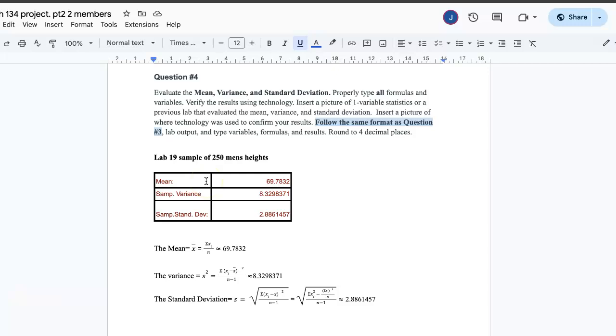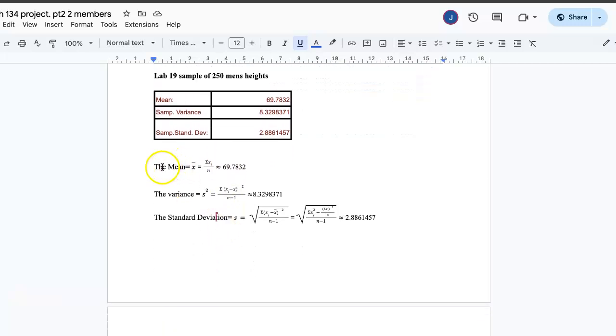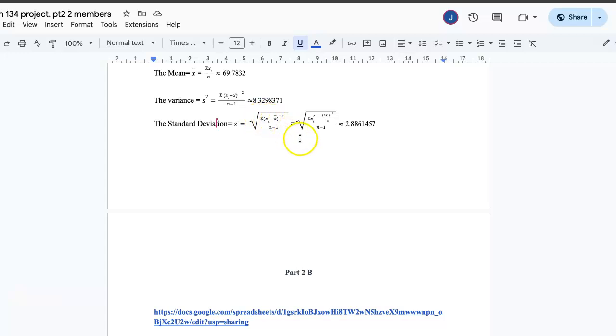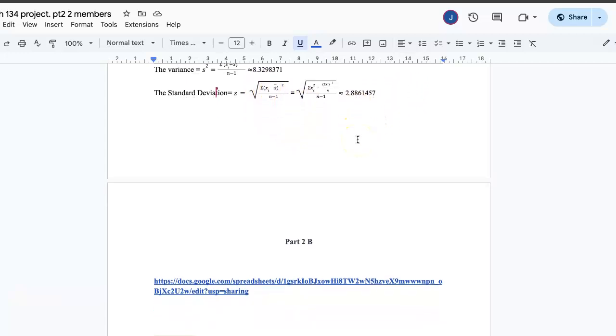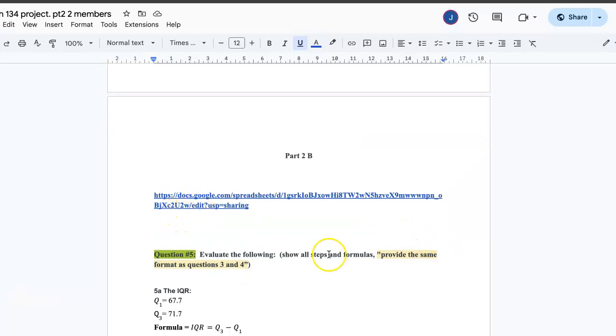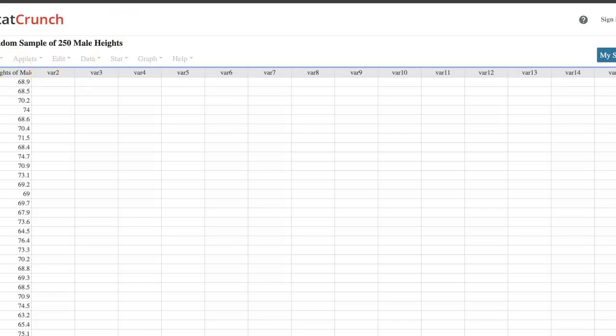So here we have the mean, 69.7832 inches, the sample variance, 8.3298371, and the sample standard deviation, which is 2.8661457. Now, moving further along, we can see right here the mean with the formula corresponding to it, with the result, which matches the results we got in StatCrunch. Here is the variance with its formula. And here is the standard deviation, which is 2.8661457. Now, this link right here also takes us to the data set that we are using for this project.